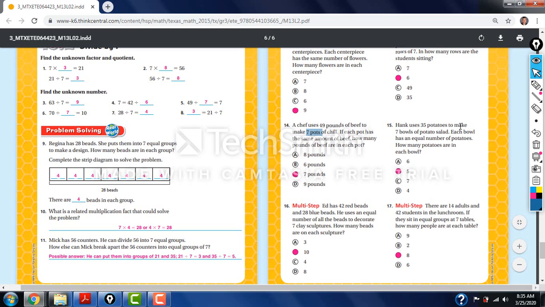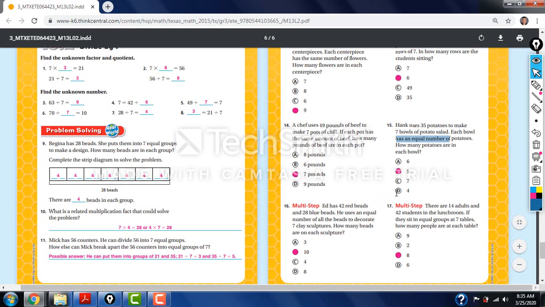Hank uses 35 potatoes to make 7 bowls. There's your division sentence right there. Now all you need to read is if it's a division question, and you'll know if you see this phrase right here, equal number of potatoes. That's the groups, how many potatoes in each bowl. So 35 divided by 7 equals 5.